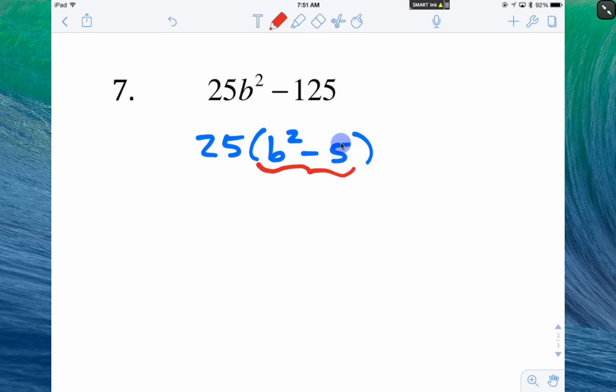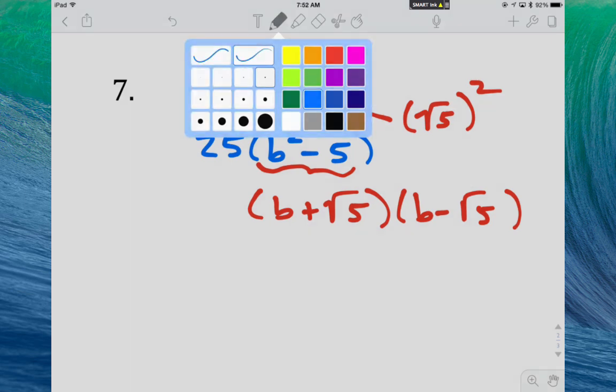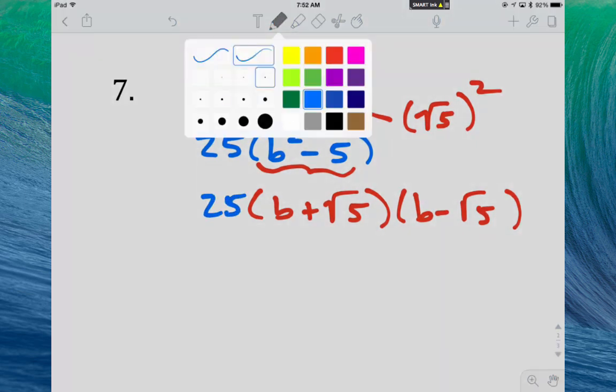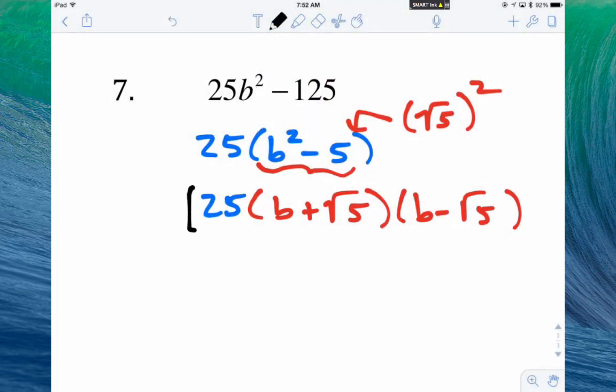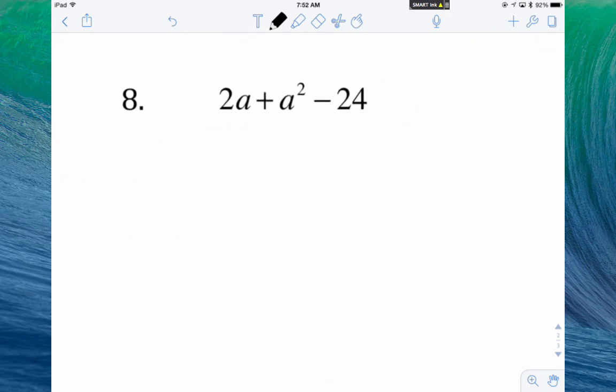While 5 is not a quote-unquote perfect square, I think we can write it as the square root of 5, quantity squared. Meaning that this binomial factors as b plus the square root of 5 times the quantity of b minus the square root of 5. And of course, we do not want to forget about that other factor, our common factor from before. And so here is your fully factored version of this polynomial. So, got to keep all those skills in mind that sometimes irrational numbers and square roots are going to pop up. All right, continuamos. We continue.